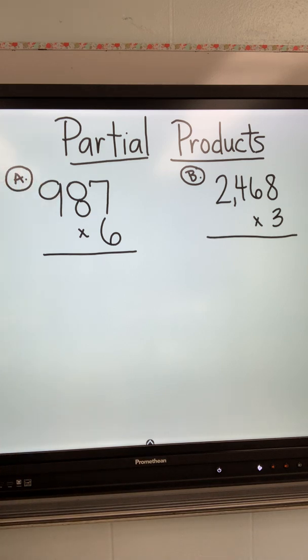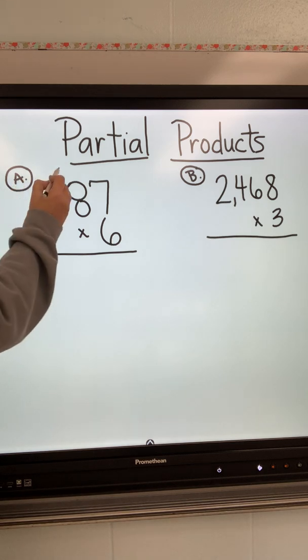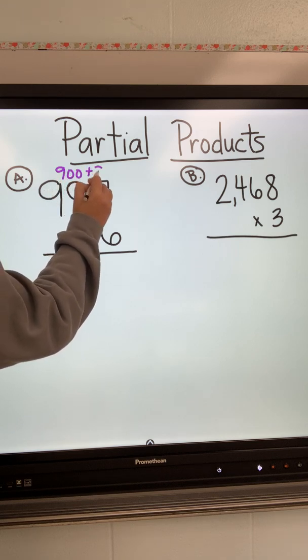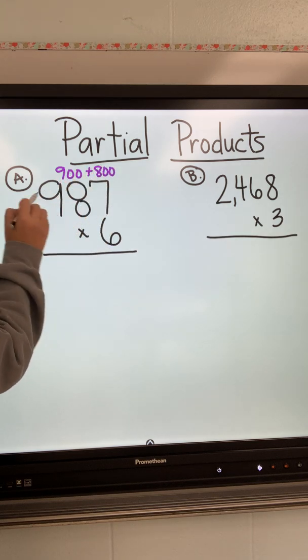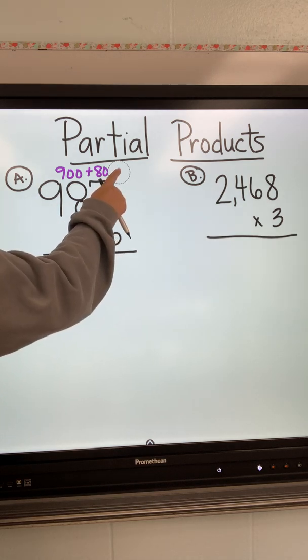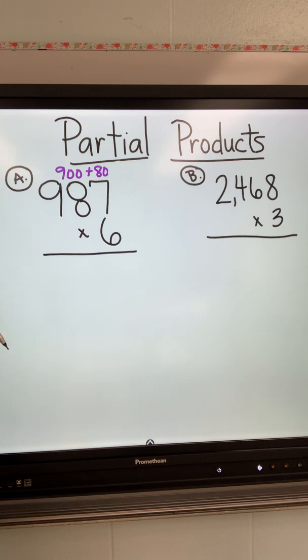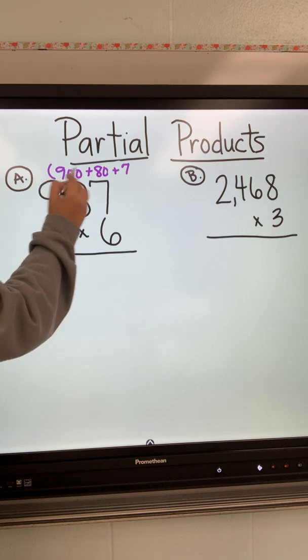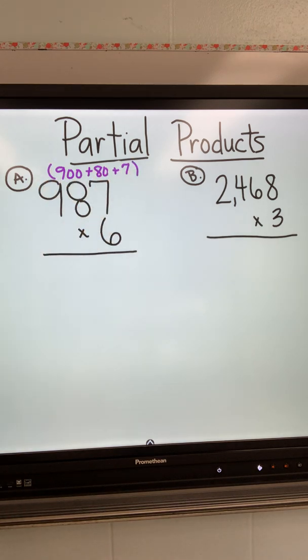So the first thing we're going to look at is 7 times 6. The reason I'm looking at the 7, it is in the ones place. The value of that 7 is 7. Now, if you need to decompose this number using expanded form, somewhere you can just write it so it would help you multiply. 9, the value is 900 because it's in the hundreds. The value of 8 is 80 because it's in the tens place. And the value of the 7 is just 7 because it's in the ones place.